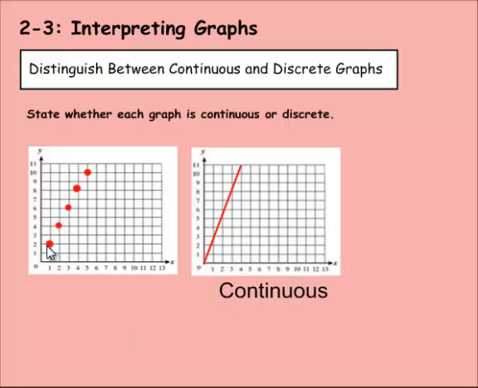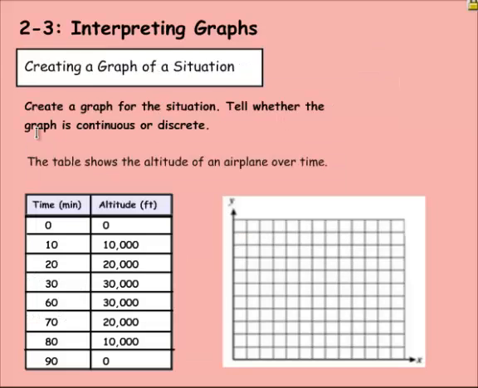And we see we have breaks in the line here. So that would make this a discrete graph. Everything that has breaks in the line would be discrete. Simple enough. Moving on to these ones. Here we need to create a graph for the situation and tell whether the graph is continuous or discrete.